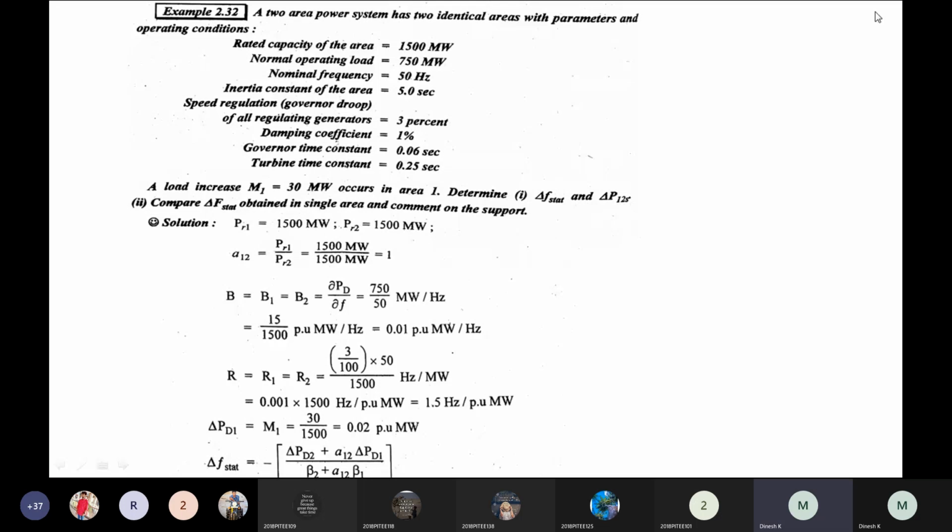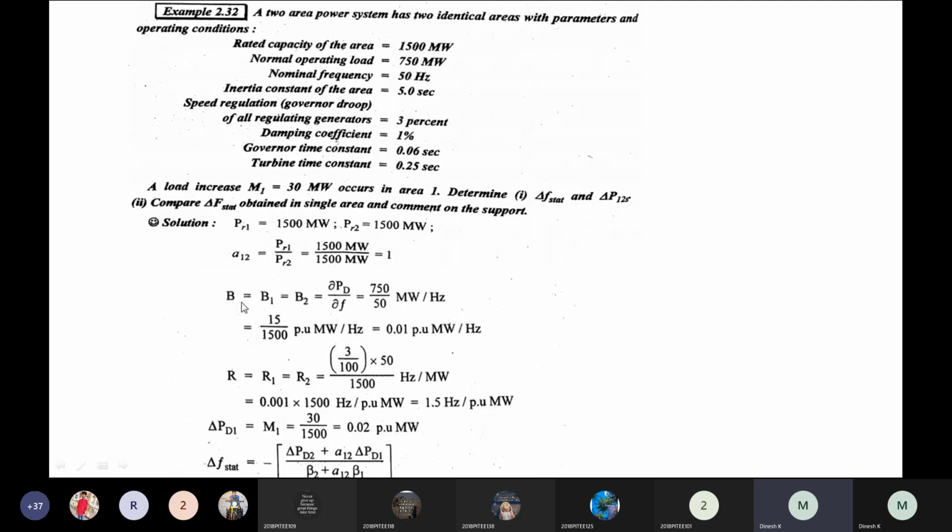So the rated power 1 and 2 is assumed as 1500. I have to assume both powers are equal. So PR1 is 1500 megawatt as well as PR2 is 1500 megawatt. So A12 should be the ratio of PR1 to PR2, 1500 by 1500, it is 1.